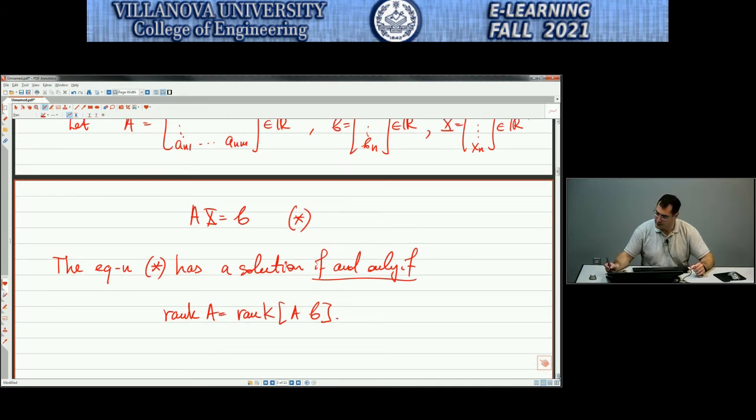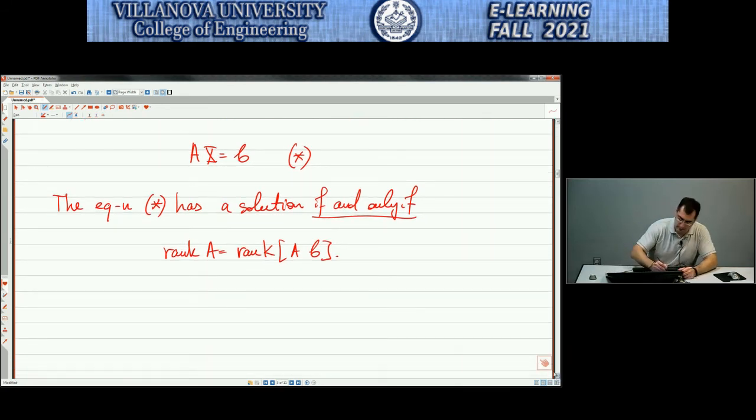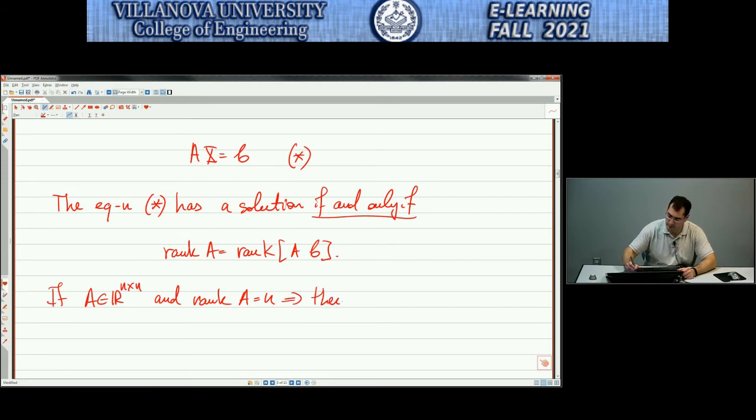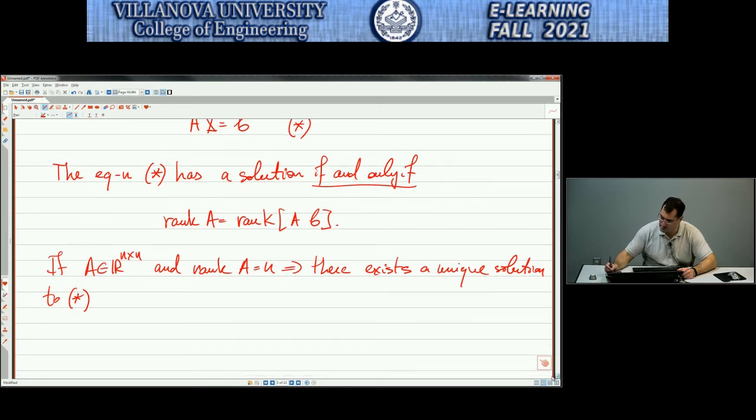If we are dealing with a square matrix, if A is n by n and rank of A is equal to n, then there exists a unique solution to the equation star. Okay? And that solution is given by A inverse times B.